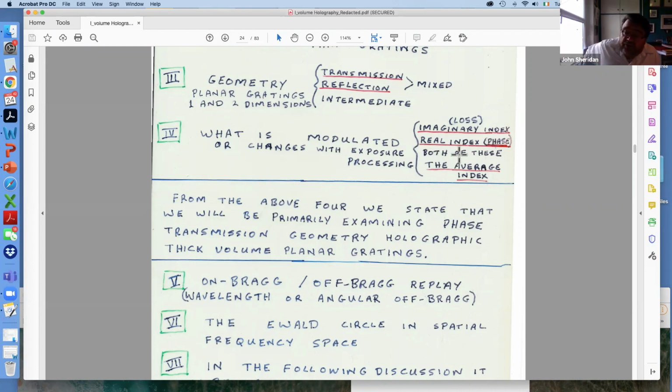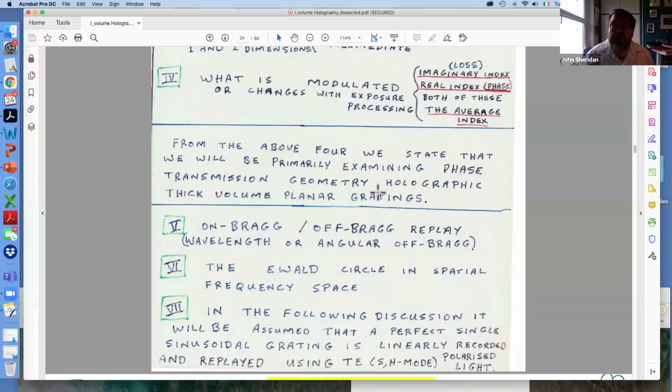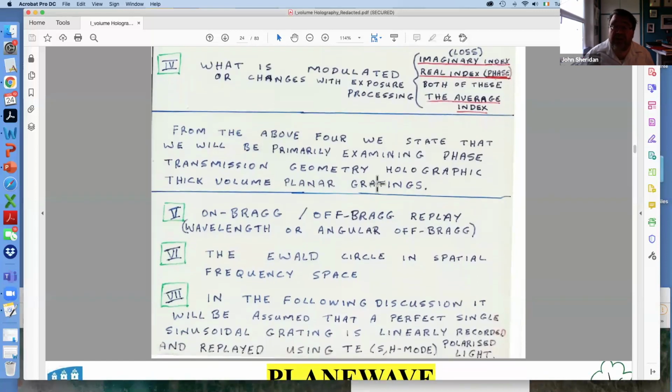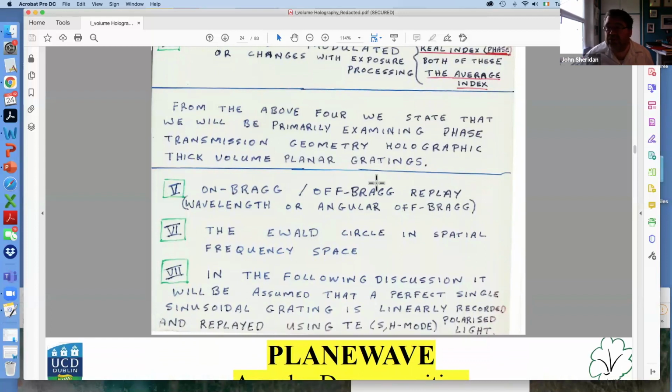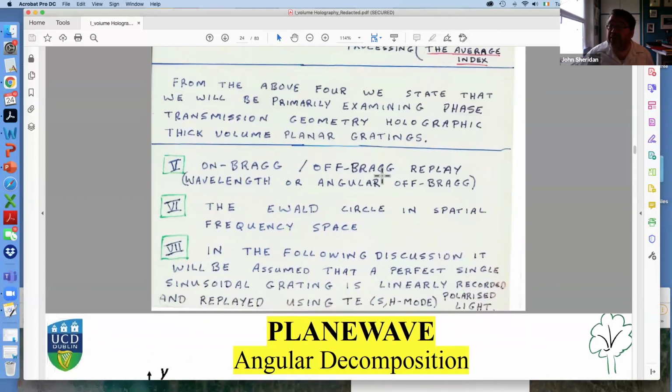In fact, we can have two gratings formed, an absorption and a phase grating, but they don't necessarily have to be in phase. So where, for example, the absorption grating is at a maximum, high absorption, we could have the phase grating having a low refractive index. From the above four, we state that we will be primarily examining phase, transmission geometry gratings, well, we're actually going to talk about reflection as well, thick volume planar gratings. That's going to be our primary concern here.